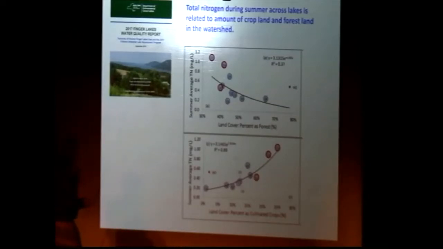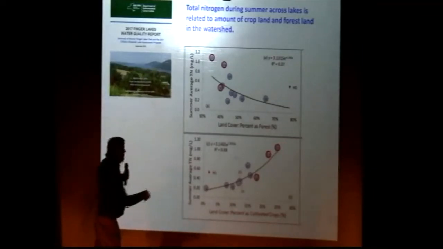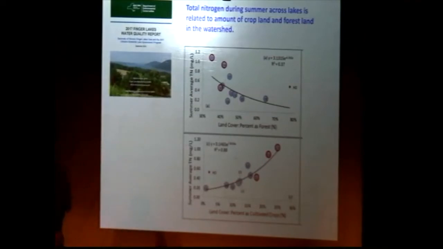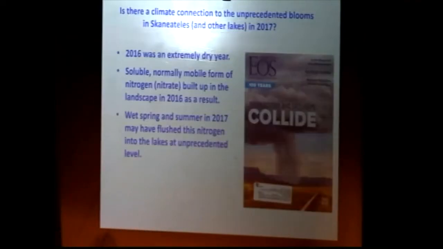So let's see what's going on with nitrogen. Again, this is from the DEC report, and they're looking at the summer average total nitrogen concentration across various Finger Lakes. So each dot here is a different lake. There's Owasco, Cayuga, Skaneateles, and you can see that if you have a watershed that is more forested, nitrogen tends to be lower. If you have a watershed that has more agriculture in it, again, that's Owasco right there, then you have more total nitrogen. So the watershed's influencing the amount of nitrogen that's in the lake.